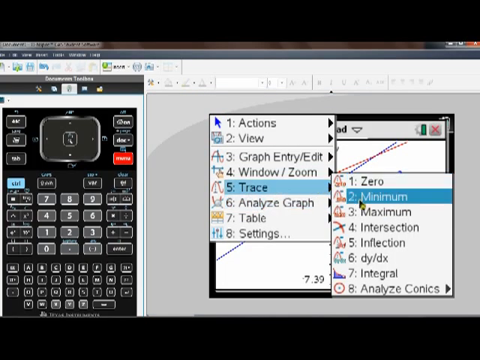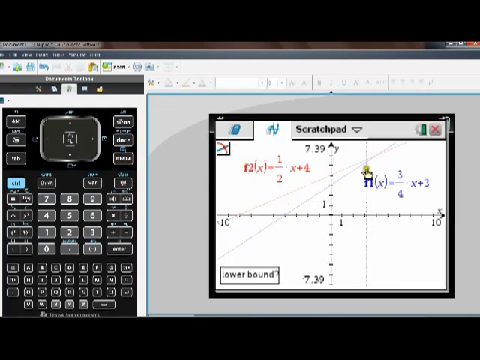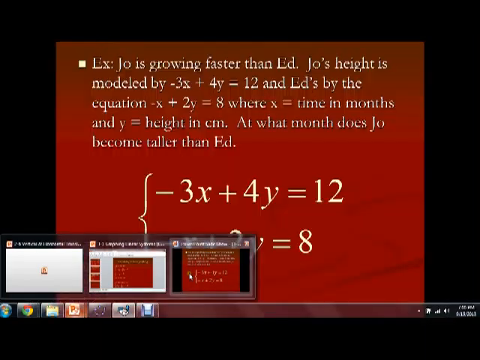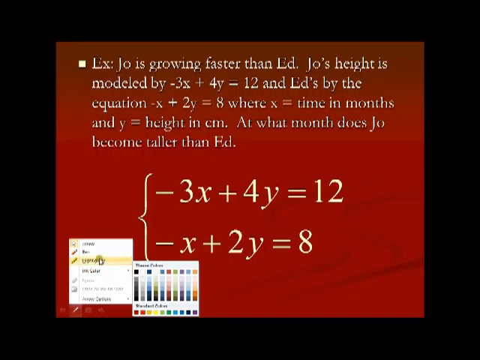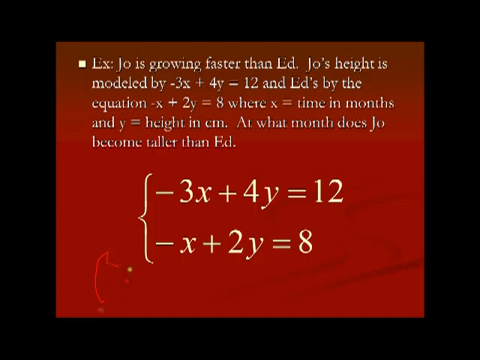So again, I want to analyze the graph. I want to find the intersection of the two lines. Click, click. And 4,6 is the point we're looking at. 4,6. Holy moly. All right, now the original question is at what month, and x appears to be months, so we would write month 4, and that would be our final answer.